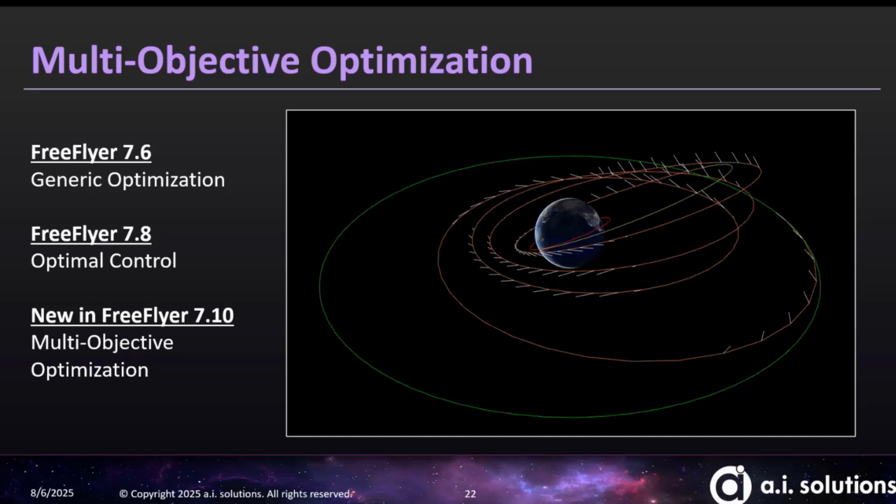Back in FreeFlyer 7.6, we added a generic optimization interface. It allows you to do very basic optimization. We added trajectory optimization specific things in FreeFlyer 7.8. We added an optimal control suite. And then again, now in FreeFlyer 7.10, we're adding multi-objective optimization.